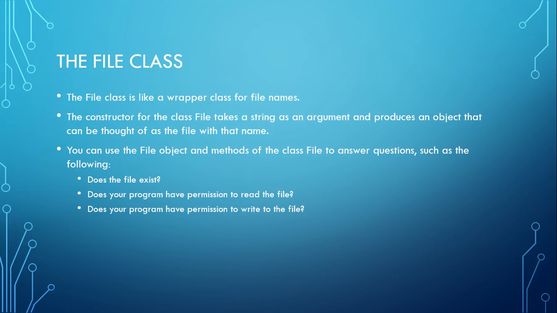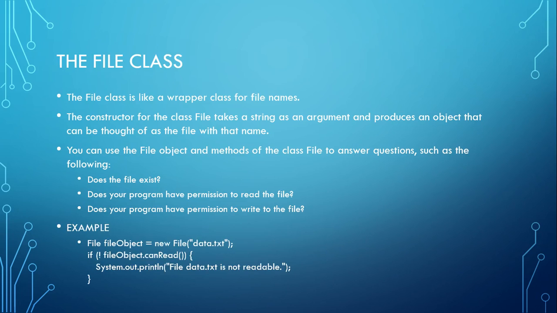You can use the File object and methods of the class File to answer questions such as the following. Does the file exist? Does your program have permission to read the file? Does your program have permission to write to the file? So basic permissions, that's what it's going to check for.